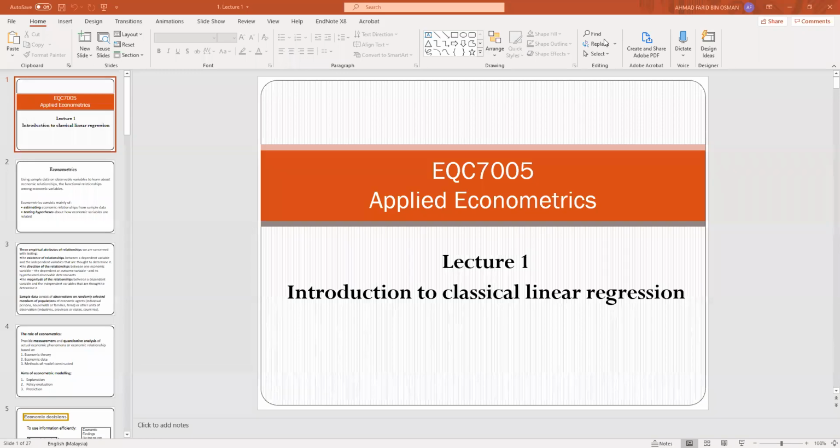Okay, so in this first lecture, I will introduce you to the classical linear regression or econometric model, especially for those that haven't learned econometrics or regression before. Okay, so what is econometrics?